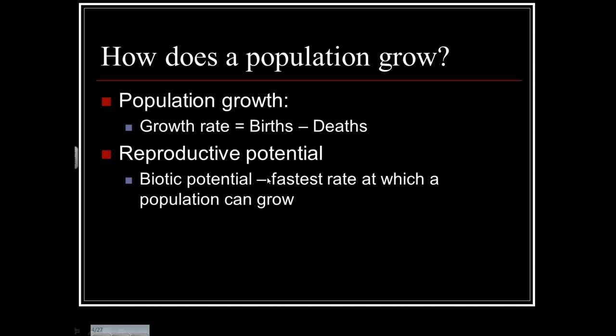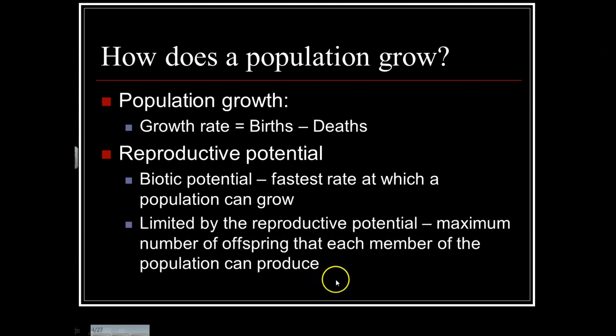The biotic potential is the fastest rate at which a population can grow, and it refers to reproductive potential because reproductive potential is limiting. If you have 8 cats in a litter as opposed to 1 elephant at a time, you're pretty much limiting what can be done in terms of the growth of the population. So this repeats what I just said: the maximum number of offspring that each member of the population can produce. Of course, that's a factor of size and other conditions as well that we're going to look at in the next couple minutes.